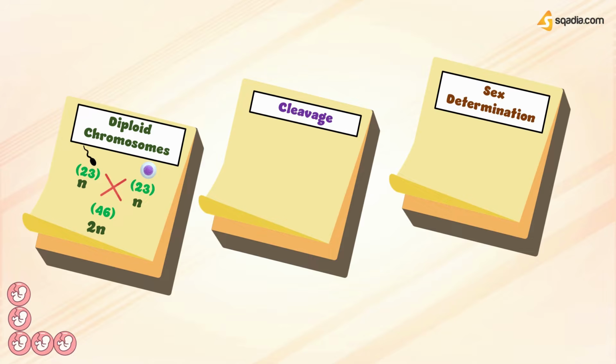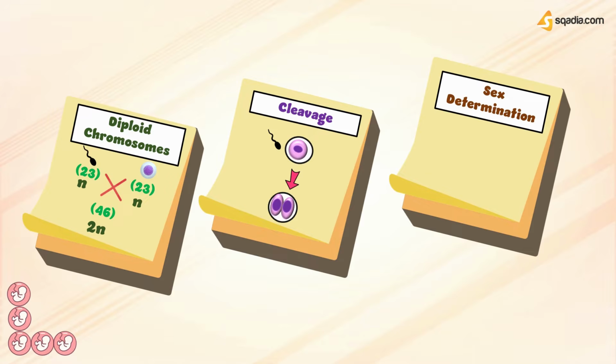Second is the initiation of cleavage. It means when sperm fertilize the egg, the process of cleavage takes place, such as 2-cell or 8-cell stage. This will be explained later in detail.